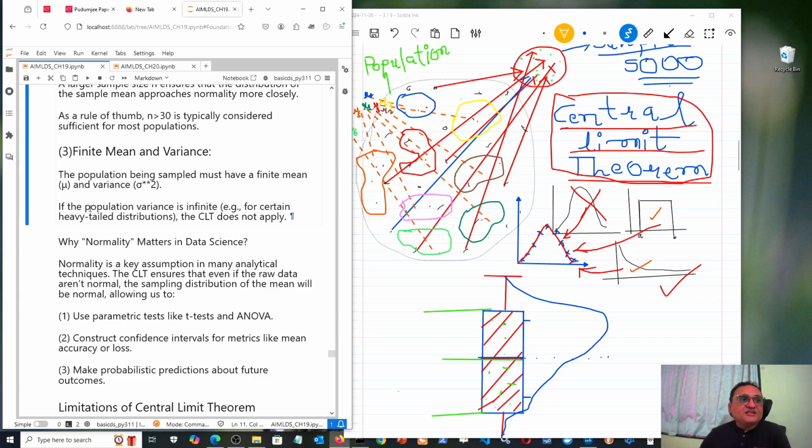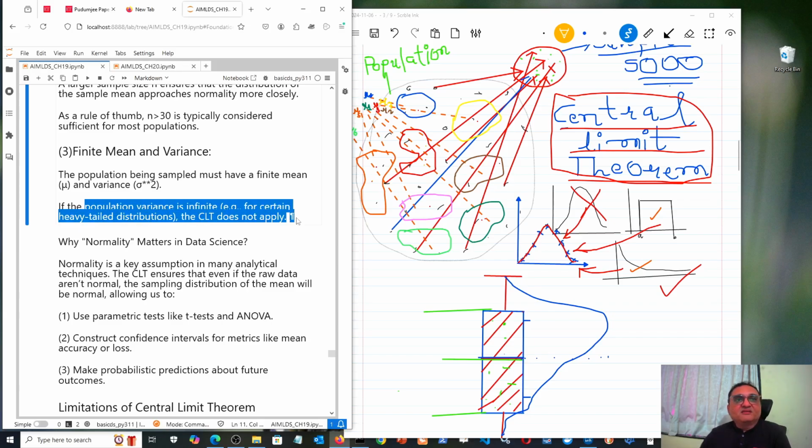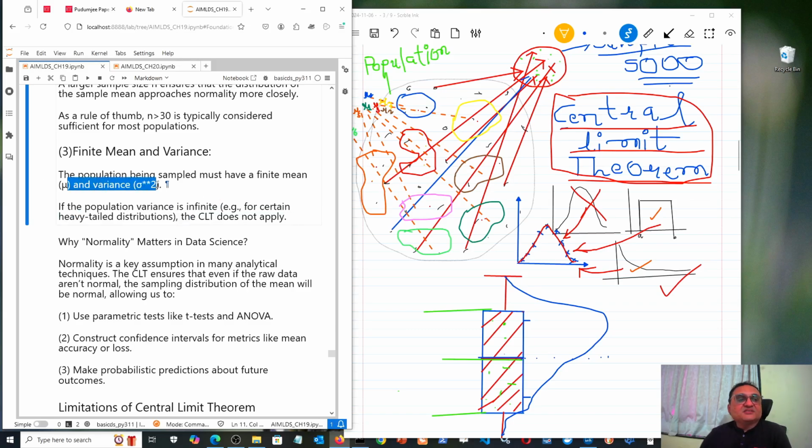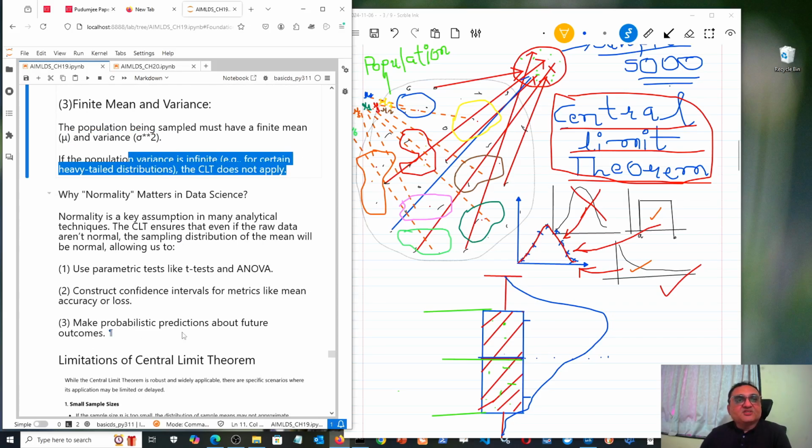So the original population can have any distribution, that is fine, but one condition is there, that its mean and standard deviation should be finite. Some heavy-tailed distributions do not obey that condition, so you cannot use the central limit theorem.